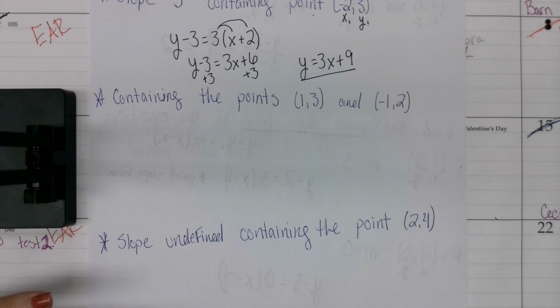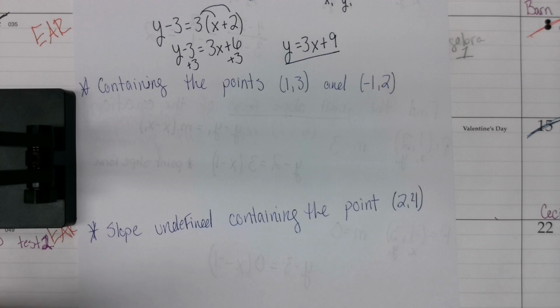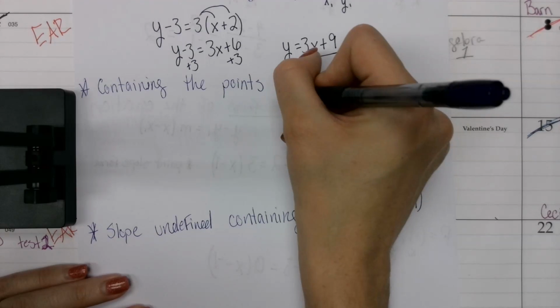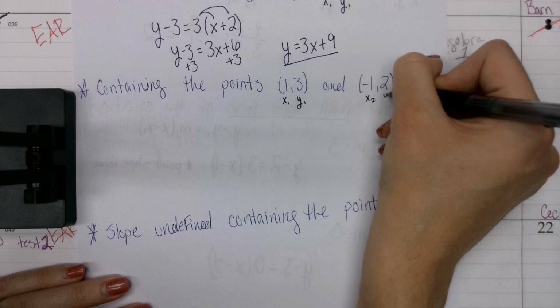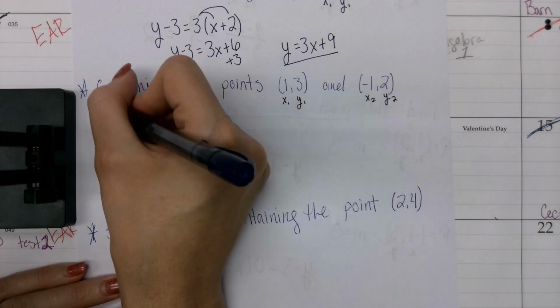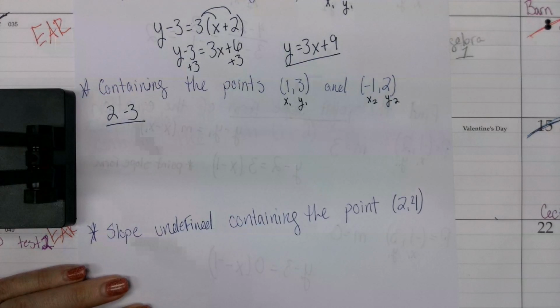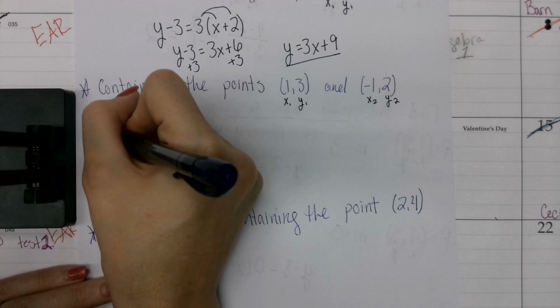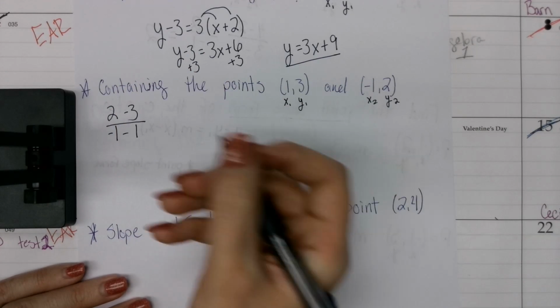This one they give us 2 points, so I'm going to have to find the slope of this and then use the point slope form. So let's label them x1, y1, x2, y2. So I have y2 subtract y1 over x2 subtract x1, because this is the slope formula.